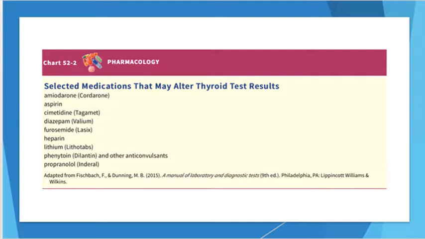This table talks about different medications that may alter the thyroid test results. So again, you'd want to assess if they're currently taking amiodarone, aspirin, cimetidine, or any of these other medications on the list, because, as I said, they may alter the test results and not give you an accurate picture of thyroid function.